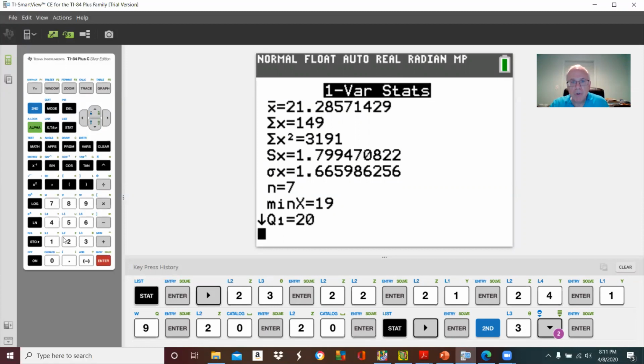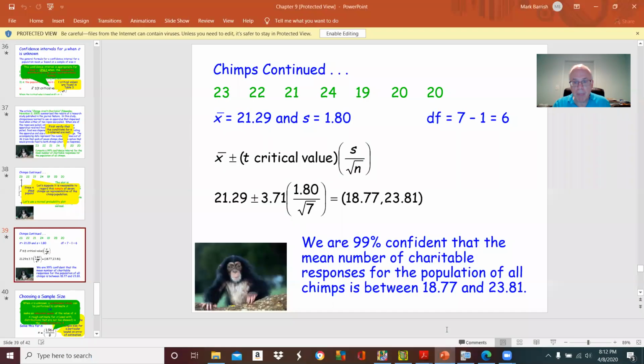So our mean is 21.286, rounded to 3 decimal places. The sample standard deviation is s here, so it's going to be 1.799. Let's make it 4 decimal places. So there's where we find our sample mean and sample standard deviation, if we're given data: right here in one-variable statistics. Let's go back to the slides.